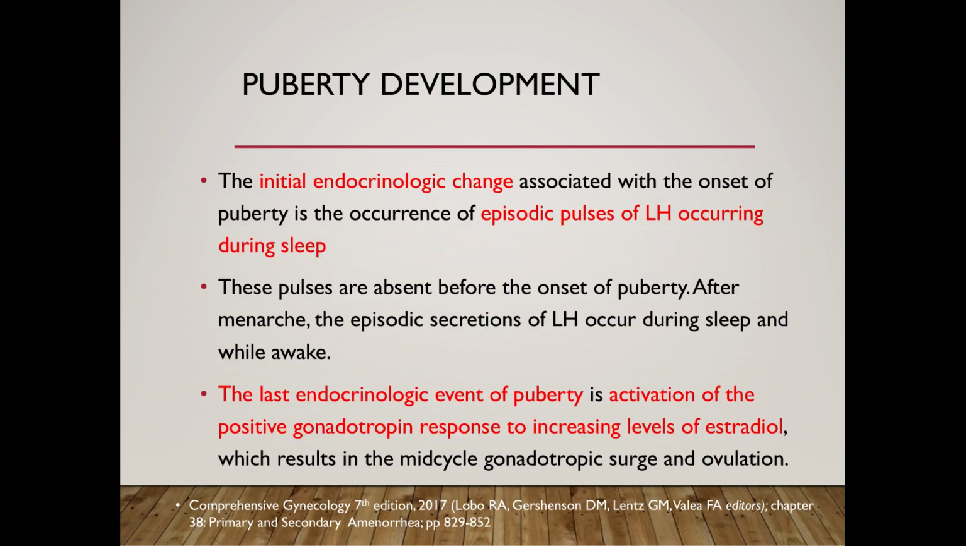The initial endocrinologic change associated with the onset of puberty is the occurrence of episodic pulses of LH during sleep. These pulses are absent before the onset of puberty, and after menarche, the episodic secretions of LH occur during sleep and while awake. The last endocrinologic event of puberty is activation of the positive gonadotropin response to increasing levels of estradiol, which results in the mid-cycle gonadotropin surge and ovulation.